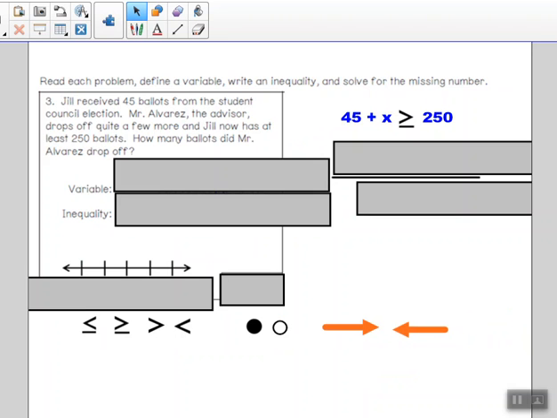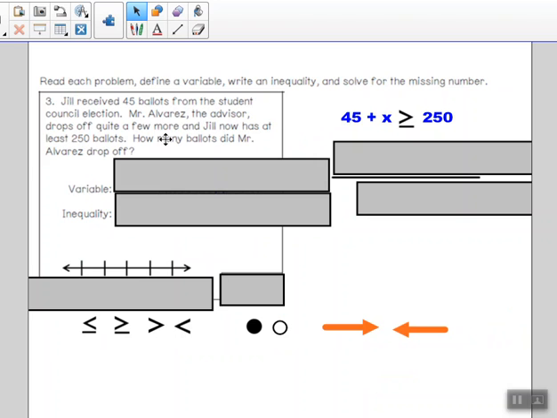Number 3, we're going to read these problems, define a variable, write an inequality, and solve for the missing number. So Jill received 45 ballots from the student council election. Mr. Alvarez, the advisor, drops off quite a few more, and Jill now has at least 250 ballots. How many ballots did Mr. Alvarez drop off? Well, the first thing they want you to do is to kind of define a variable.